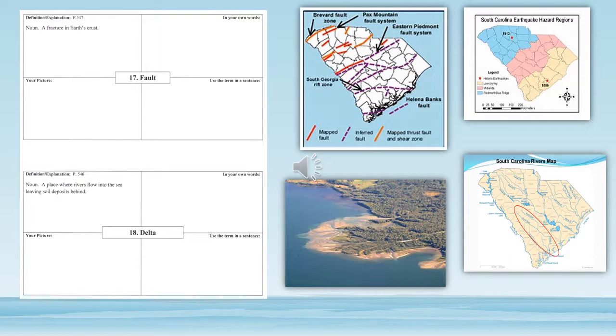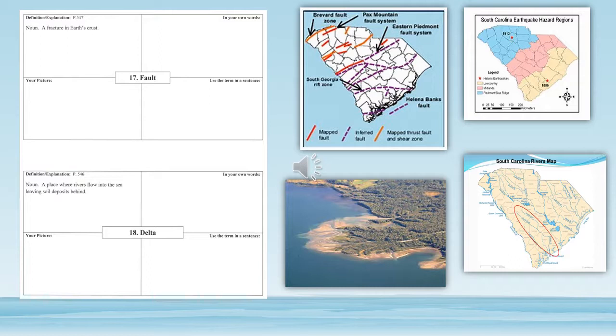Okay, students, number 17, fault. Now, a fault is just a crack or fracture in the Earth's crust. And as you see, we have many fault lines in South Carolina. In Edgefield County, if you go right up here and you see Edgefield County, you'll see that red line, which stands for a map fault, and then you will see the purple dotted lines, which is an inferred fault.